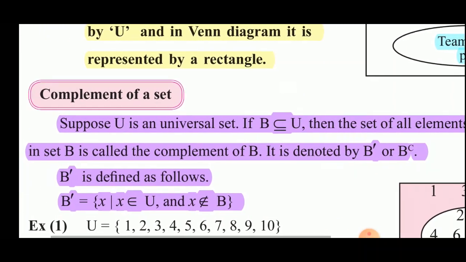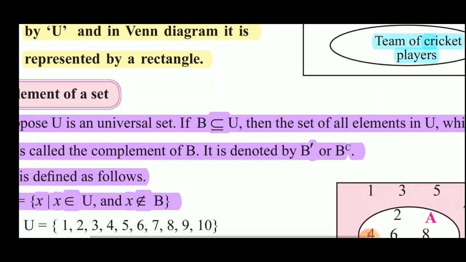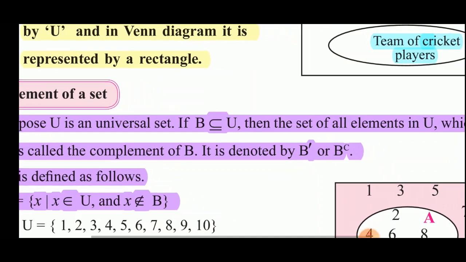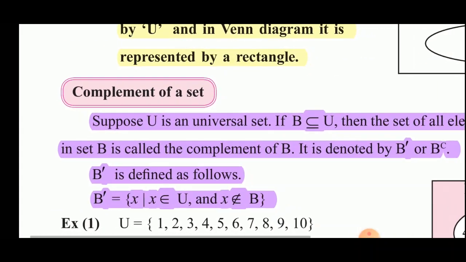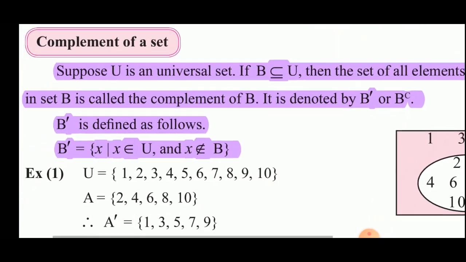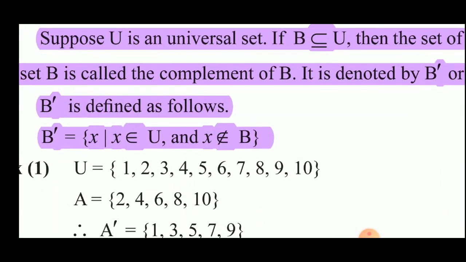Suppose now U is the universal set, and B is a subset of U, meaning all the elements of B are also elements of U. Then the elements in U which are not in set B are called the complement of B, and it is denoted by B dash or B with a small c at the top. So the definition of the complement of the set B dash is written as the set of all x such that x belongs to U and x does not belong to B.